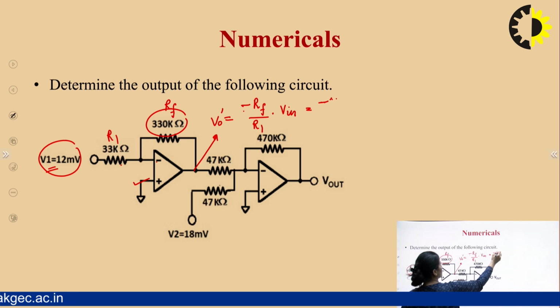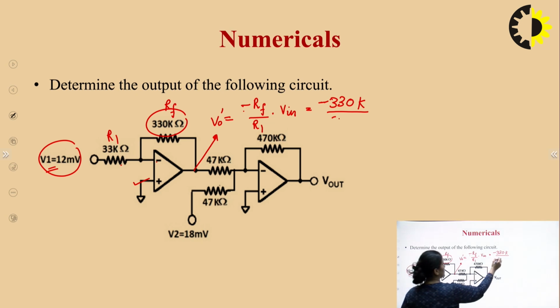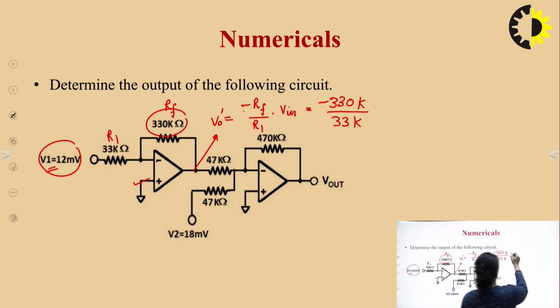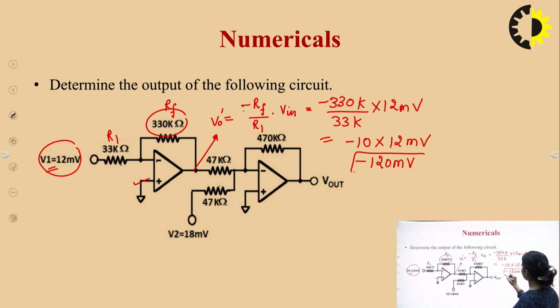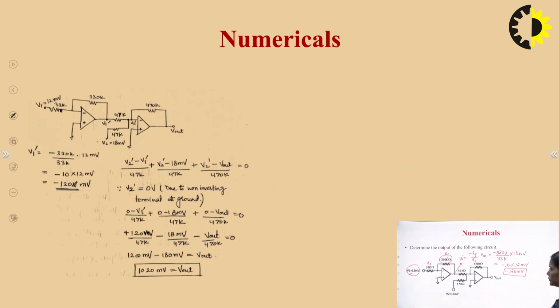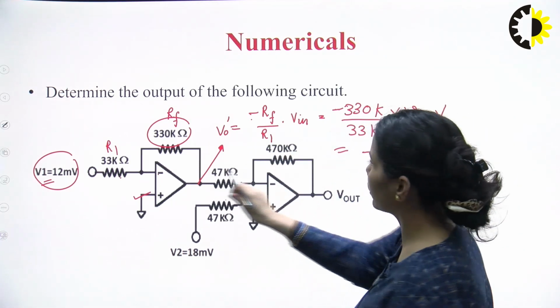So, minus of 330K upon 33K, and the input is 12 millivolts. So, this is minus 10 into 12 millivolts, minus of 120 millivolts. Yes. So, this is minus of 120 millivolts.